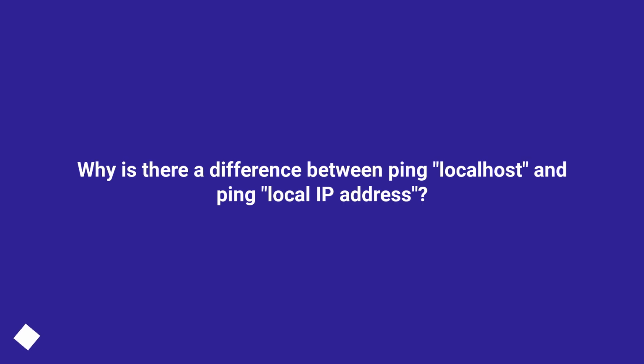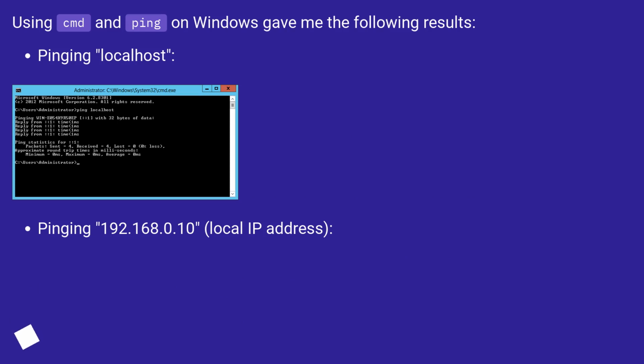Why is there a difference between ping localhost and ping local IP address? Using CMD and ping on Windows gave me the following results. Pinging localhost. Pinging 192.168.0.10, local IP address.